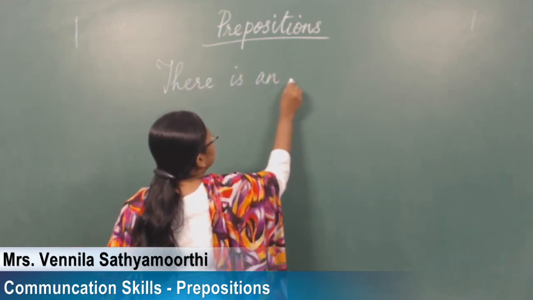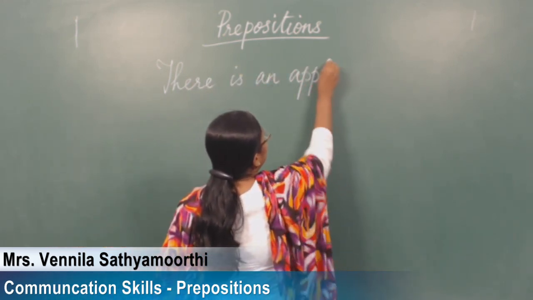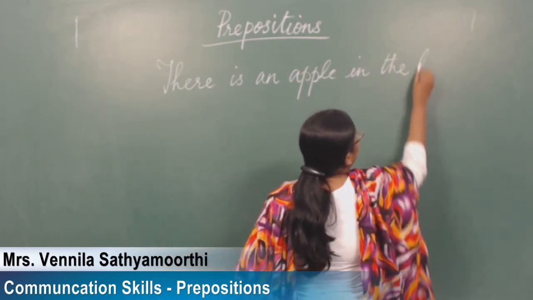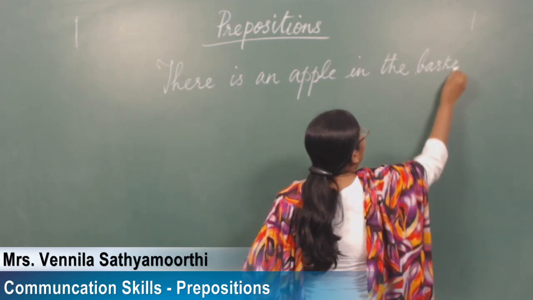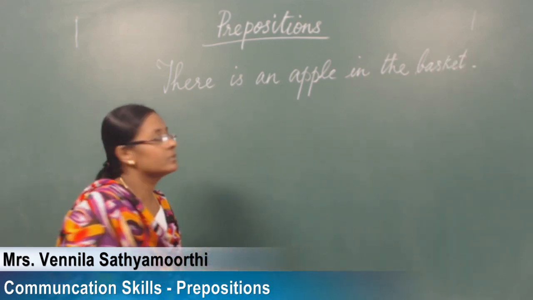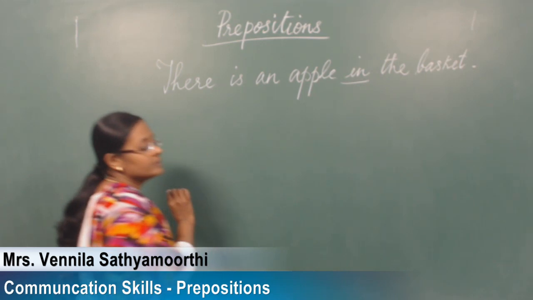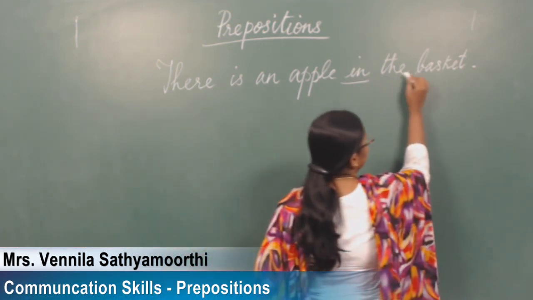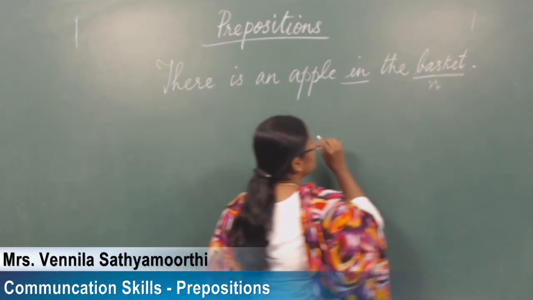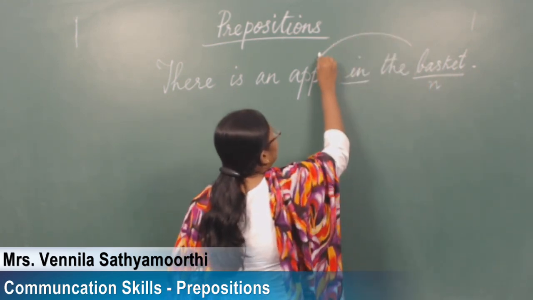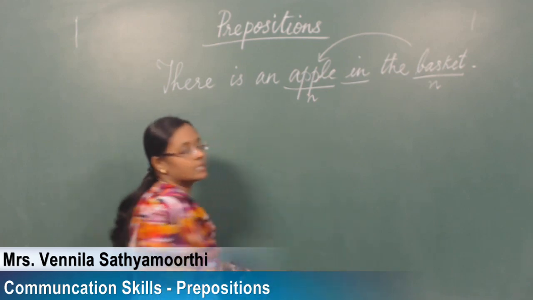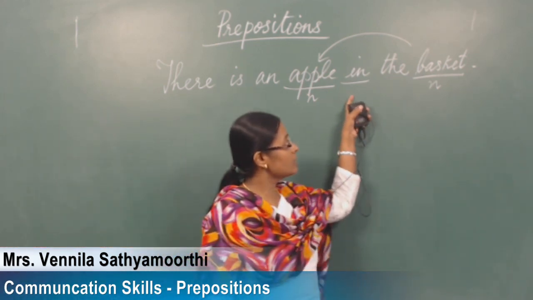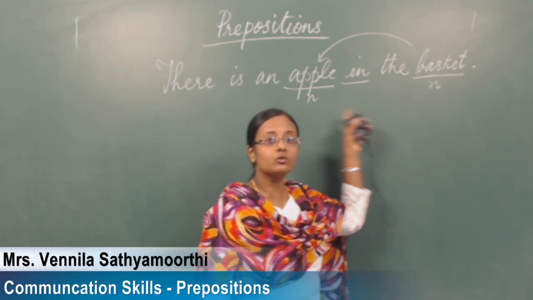There is an apple in the basket. Now you see which is the preposition here, in, and what does it do? It relates the noun basket to another noun in the sentence. So this is an example of a preposition showing the relation between two nouns.